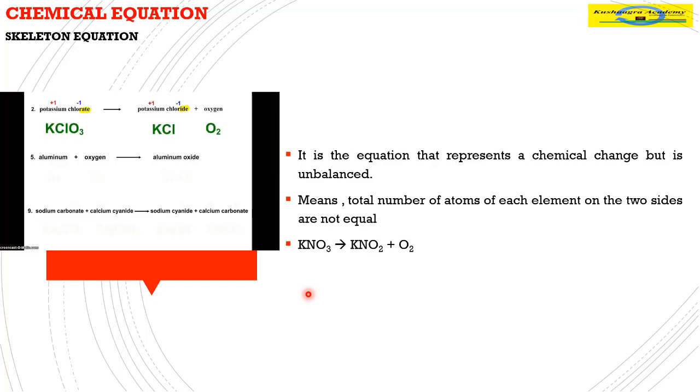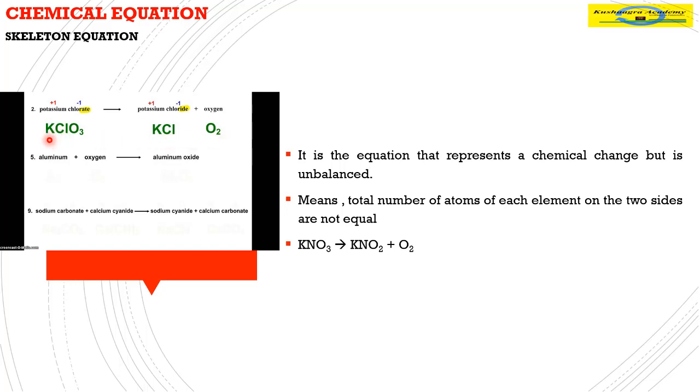Now next we see about the balancing of the chemical equation. The first question that comes to our mind is why we balance the chemical equation, and is this equation a balanced one or not. First we will see here, this is potassium chlorate. When heated it gives potassium chloride and oxygen.